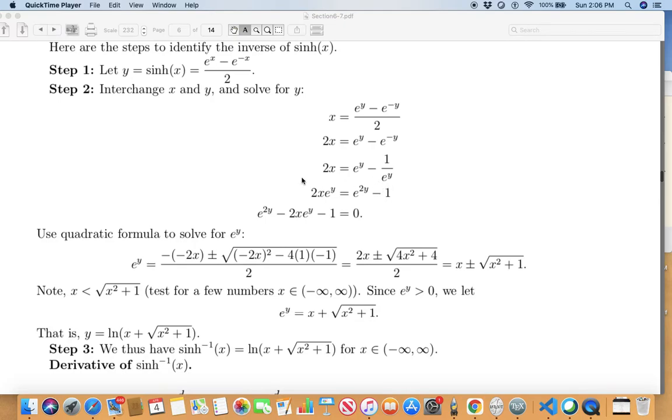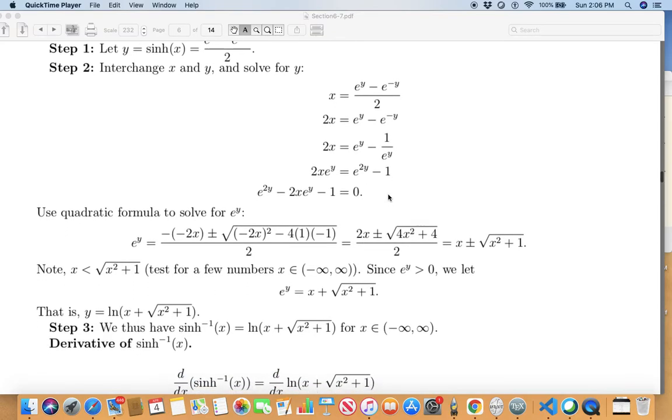Common denominator, or you multiply throughout by e raised to y. So you get 2x e raised to y equals e raised to y times e raised to y. So that is e raised to 2y minus, multiplying this term by e raised to y is simply 1. Get them all together on one side. E raised to 2y minus 2x e raised to y minus 1, all of this is 0.